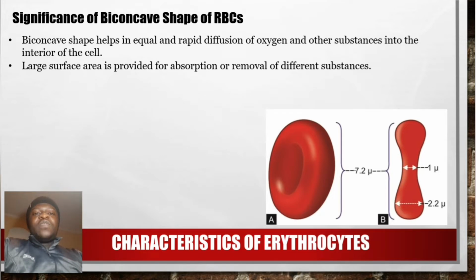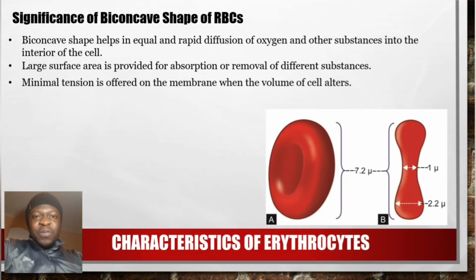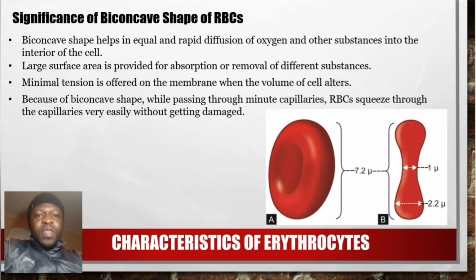This shape provides a large surface area for absorption or removal of different substances into and out of the red blood cell. Minimal tension is offered by this shape on the membrane when the volume of the cell alters. Because of the biconcave shape, while passing through minute capillaries, the RBCs squeeze through very easily without getting damaged.